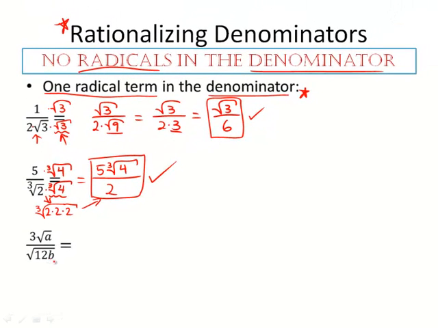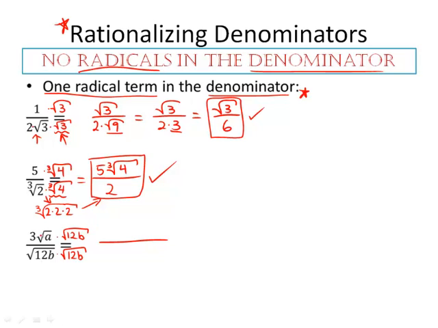Next one here. What would you multiply root 12b by in order to eliminate the root? Well, you would need to multiply by root 12b, because if you only multiply by root 12, you'll cancel the 12, but the b will still be left in a root, and you don't want any roots left in the bottom. So let's multiply by root 12b.